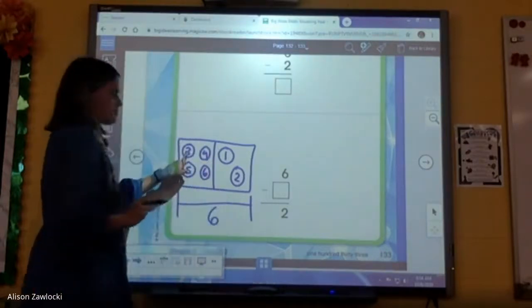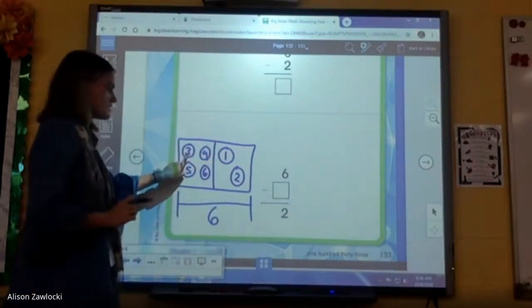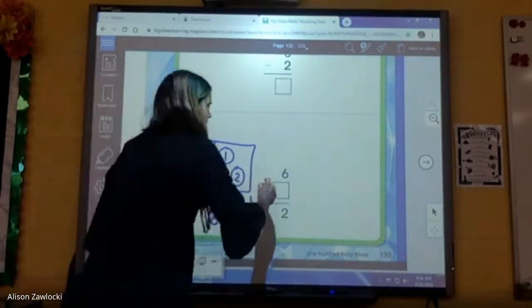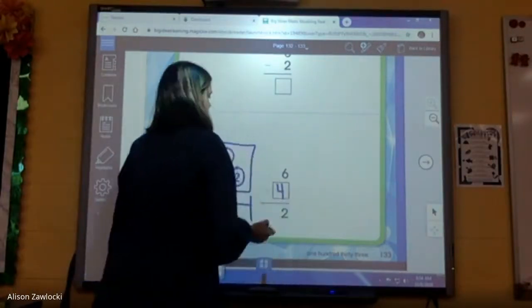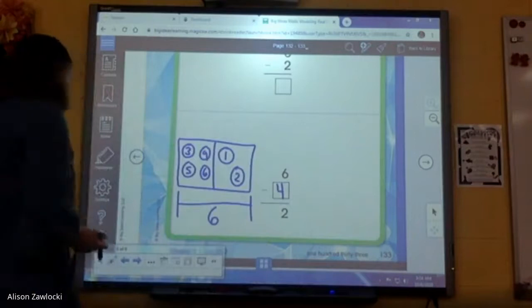6. So let's go back and count. How many did we add? 1, 2, 3, 4. We drew 4 more circles. So 6 take away 4 equals 2.